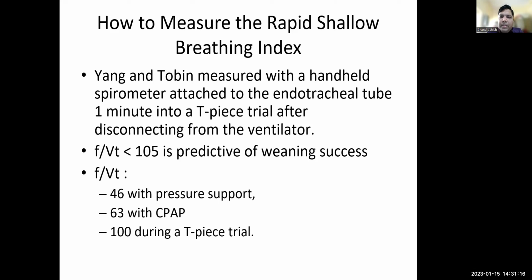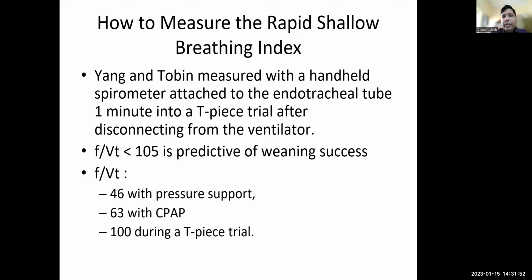Now, the problem is nowadays, number one, when we give them a T-piece trial, we don't have a spirometer to measure how much tidal volume they're generating. So this f by VT, if you want to do it on a T-piece like the original study, you'll need a spirometer to find out how much tidal volume. And in most of the T-piece trials, when this study was reproduced in various other centers, the generally accepted f by VT is 100. So if it is more than 100, then the chance of weaning failure is high.